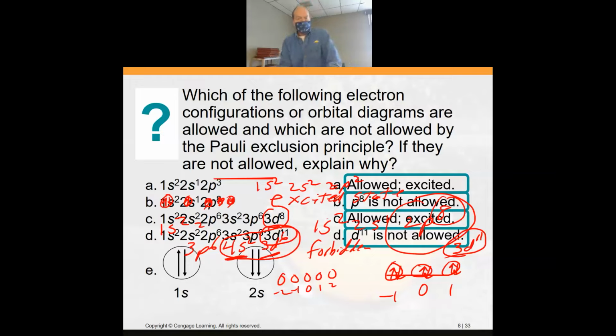All right. So in part E, they wrote out the orbitals because it's very important. They didn't just write 1s2, 2s2, because that would be fine. This has the 1s with 2 electrons in it. This has the 2s with 2 electrons in it. But both of them are spinning down, and that is forbidden. That is not allowed. In order to have 2 electrons in one orbital, one has to be spin up and the other has to be spin down. And so if they're showing both electrons spin down, that is not allowed. That is forbidden.